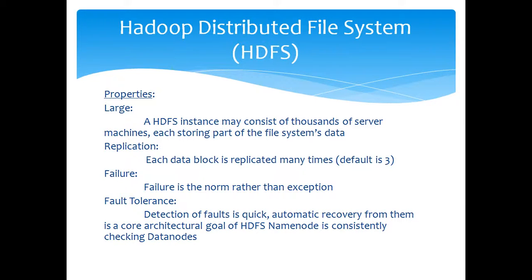Hadoop provides a distributed file system and a framework for the analysis and transformation of very large data sets using the MapReduce paradigm. The main property of HDFS is that it holds very large data. An HDFS instance may consist of thousands of server machines, each storing part of the file system's data.